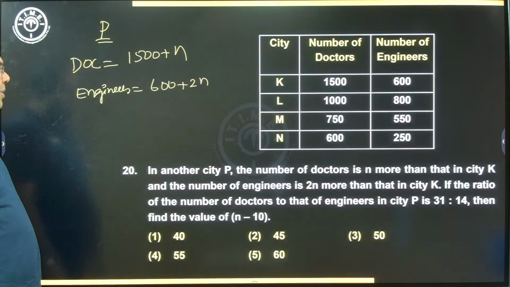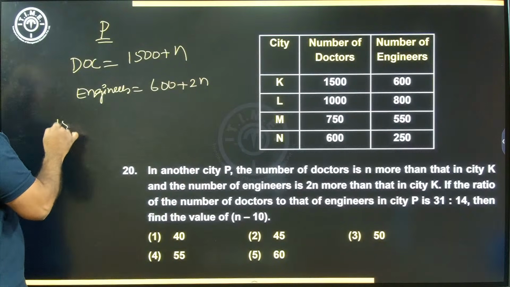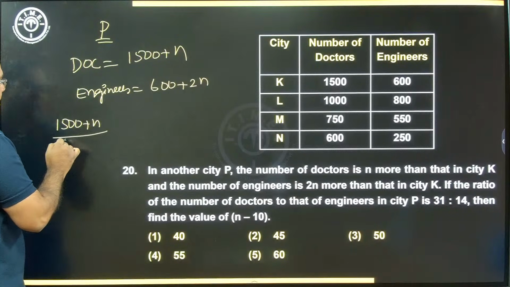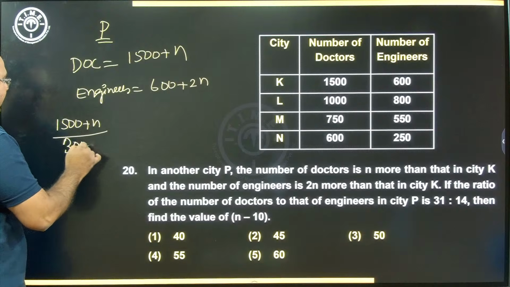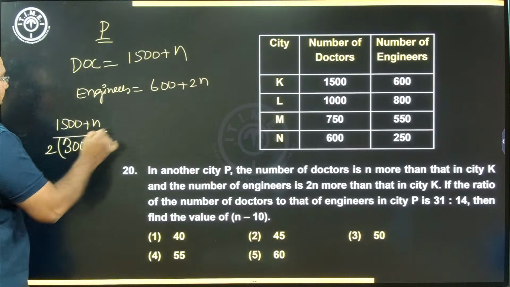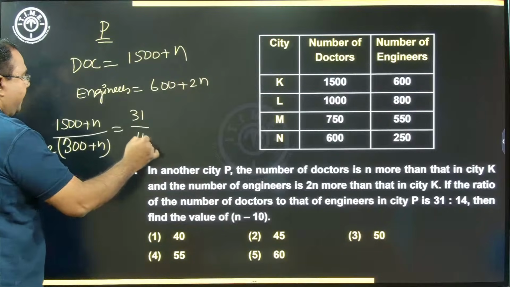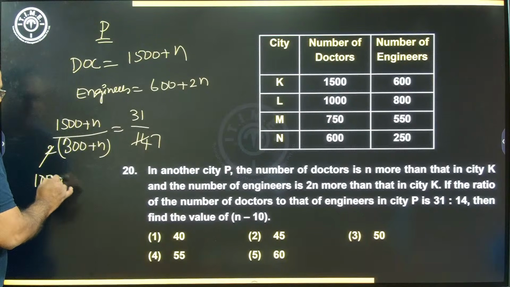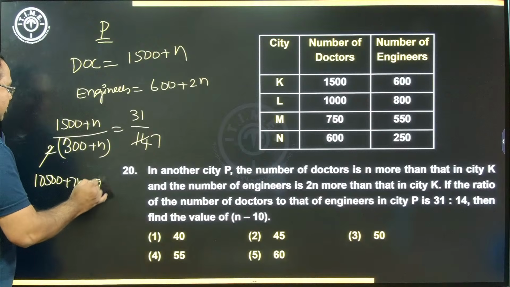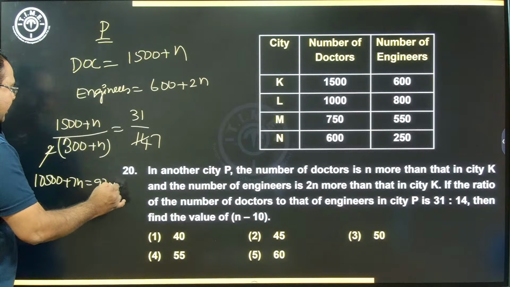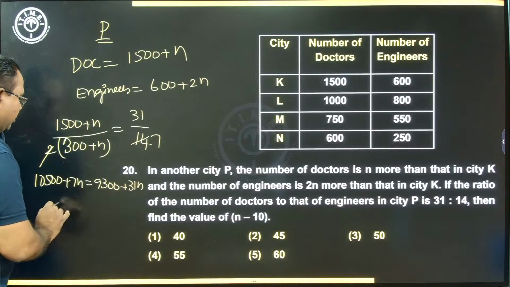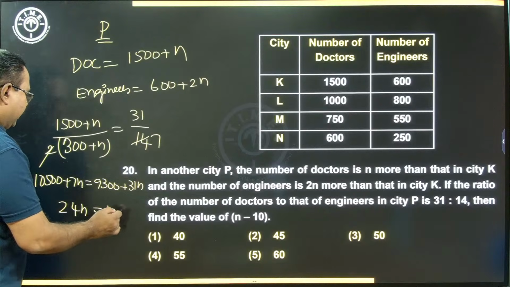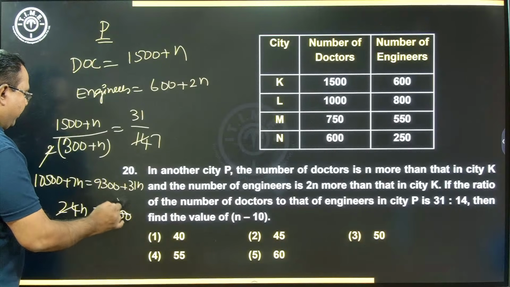The ratio of the number of doctors to engineers is 1500 plus N by 600 plus 2N. I can take 2 common: 300 plus N into 2, and cancel out that common factor. 2 goes 7 times. If I cross multiply, 10,500 plus 7N is 9,300 plus 31N, since 31 into 3 is 93. So 24N is equal to 1200, and N is equal to 50.